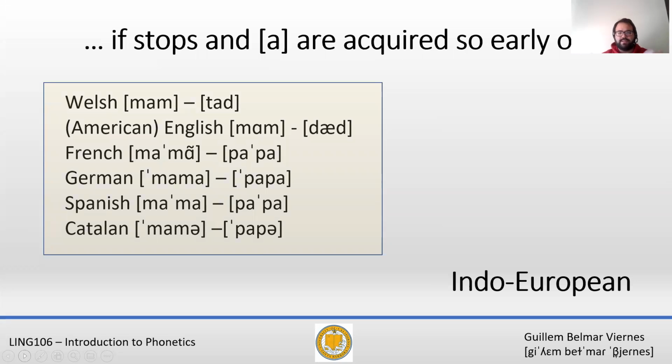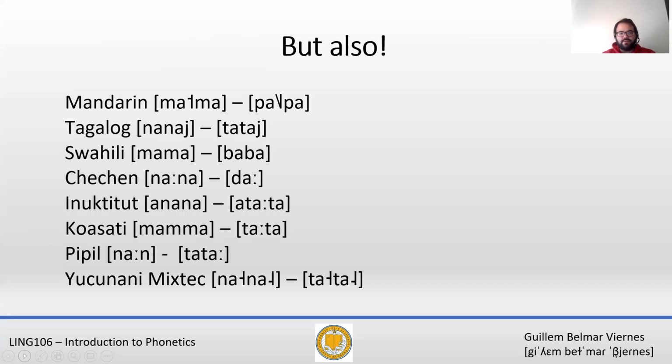But you can say, well, all these are actually European languages, so maybe all these words are related and go back to a common ancestor. But there are also other languages that have very similar words for mom and dad, right? Mandarin has mama and baba. Tagalog has nanay and tatay. Swahili has mama and baba. Chechen has nana and da. Inuktitut, spoken in North America, from Alaska to Greenland, has anana and atata.